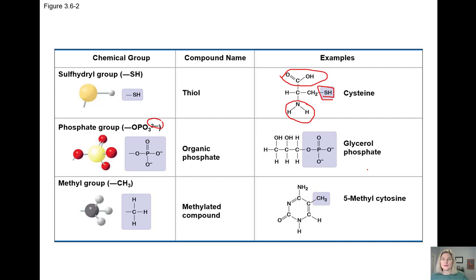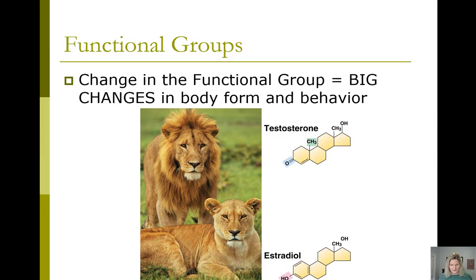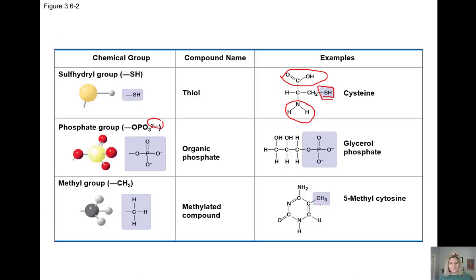And then the final group is the methyl group. Methyl is basically one carbon with three hydrogens, and then we attach that to something else, another carbon chain. So we call that a methylated compound. Here's an example. This is not a carbon ring because there's nitrogen in there, but you can see how that carbon has this methyl group attached. So this is 5-methylcytosine, excuse me. And you can see some of the other things that are there. All right.